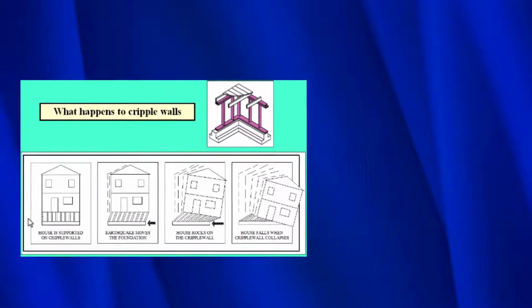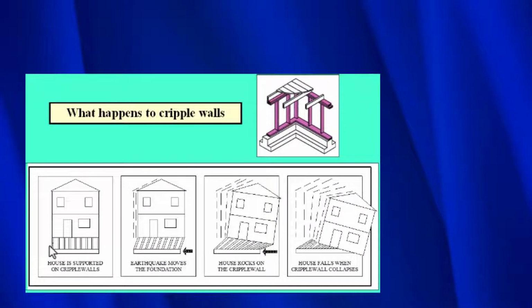Here's a good example of how cripple walls collapse. This is the cripple wall itself. This here is the foundation, and then this here is the floor that you would walk around on. Now right here you can see where the ground has moved underneath the house. And when that happens, inertia causes the cripple wall to lean. And as the earthquake continues, the inertia causes it to lean even more, and eventually you end up with complete collapse.